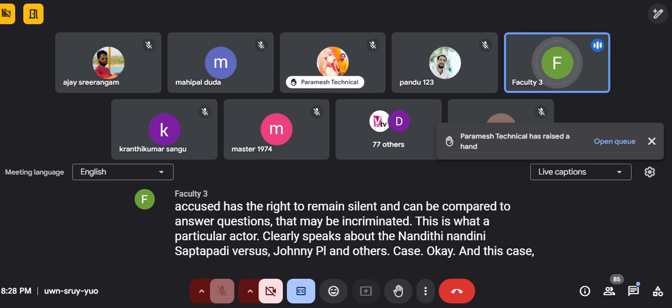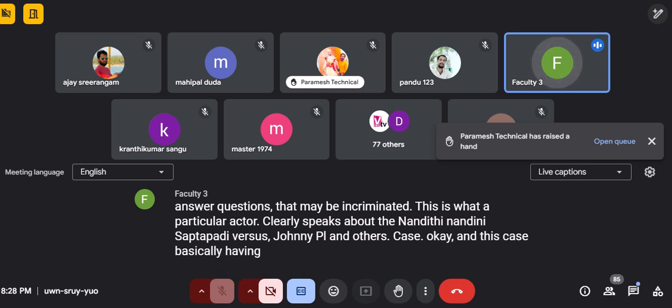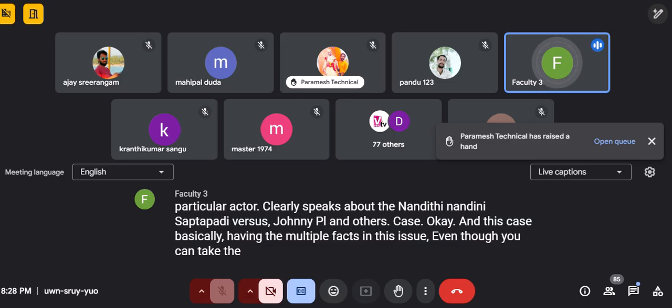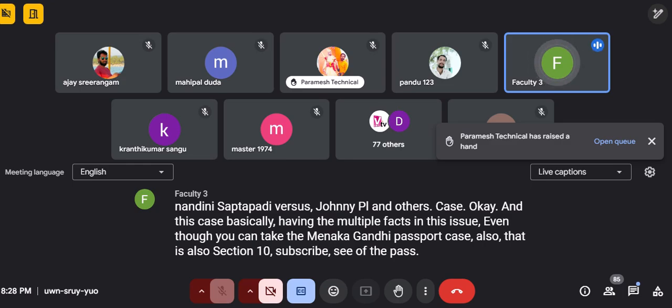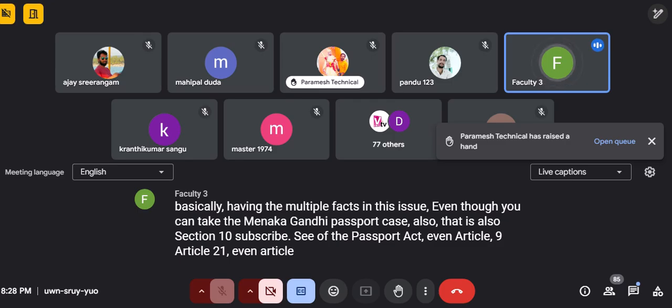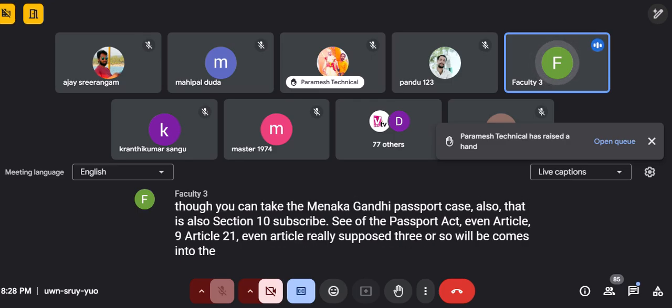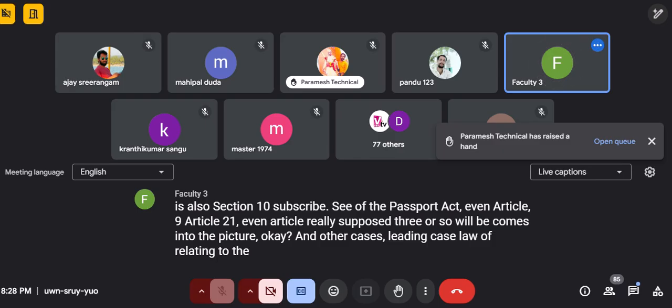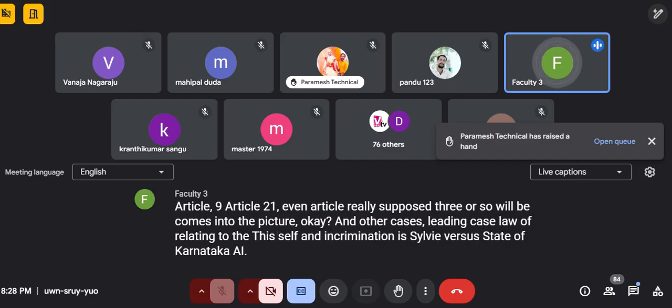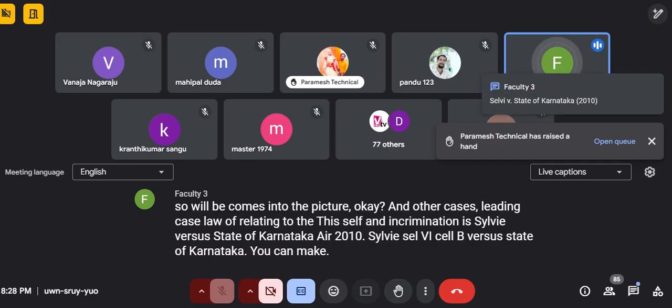Okay, and this case has multiple facts and issues. Even you can take the Maneka Gandhi passport case, that is also section 10, subclause C of the Passport Act. Article 19, Article 21, even Article 20, subclause 3 will come into the picture. Okay, and the other leading case law relating to self-incrimination is Selvi versus State of Karnataka, AIR 2010. Selvi versus State of Karnataka. You can make a note of this.